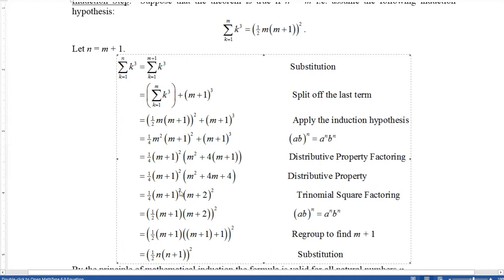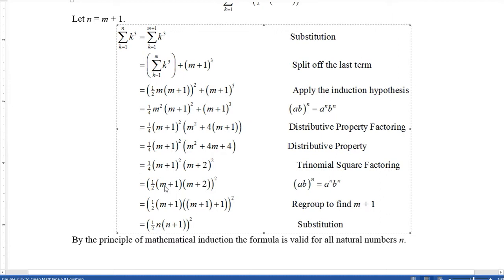Now, these all have squares. That's a square, that's the square of 1/2. So I can basically put a square outside and think of this as 1/2 squared, m plus 1 squared out here, m plus 2 squared outside. Now, we want to get things in terms of m plus 1, and this one already is m plus 1, but I rewrite m plus 2 as m plus 1 plus 1 more. And sure enough, now if we substitute n equals m plus 1, we get 1/2 n times n plus 1, whole quantity squared, which is what we set out to prove.